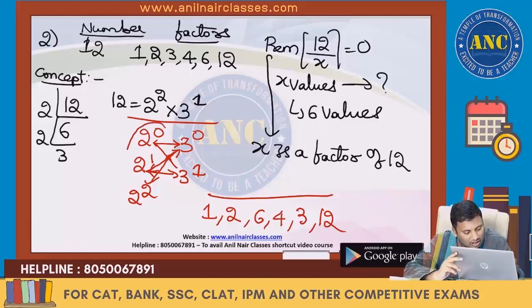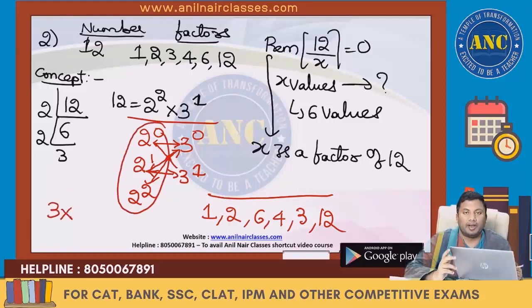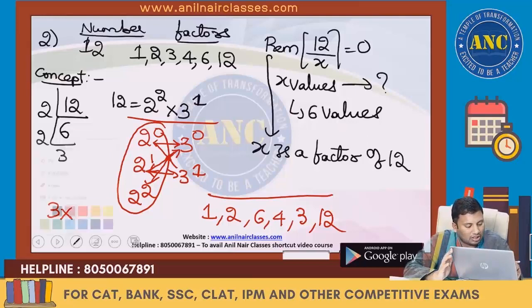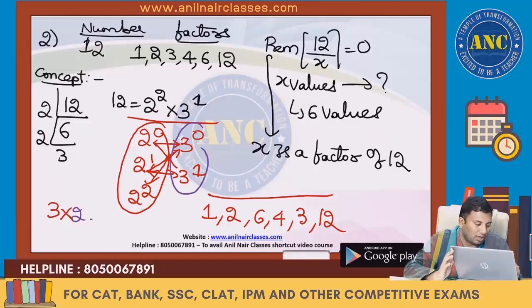What are those 6 combinations? These are the 3 values the power of 2 can take: 2 power 0, 2 power 1, 2 power 2. And these are the 2 values 3 power 1 can take. So 3 into 2 is 6. Total 6 factors are there for 12.